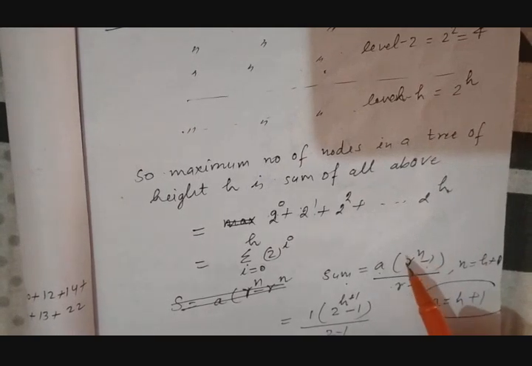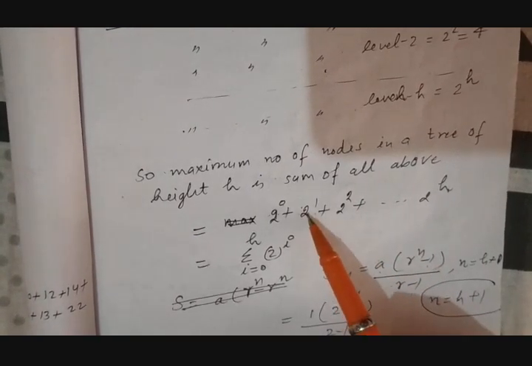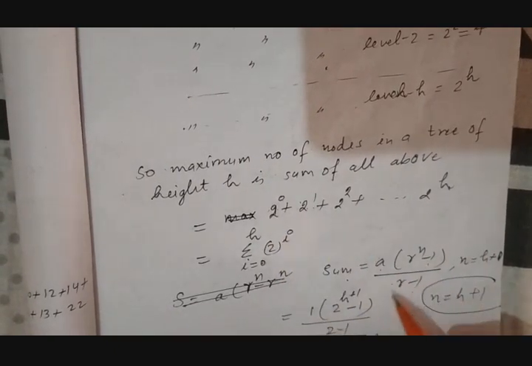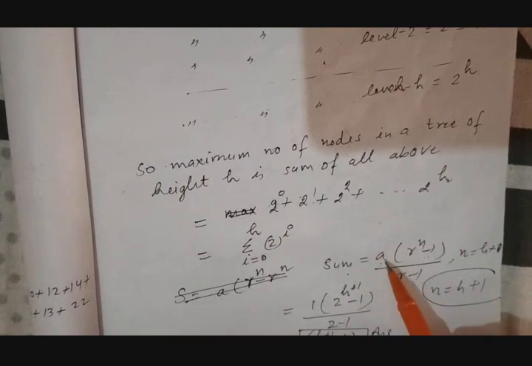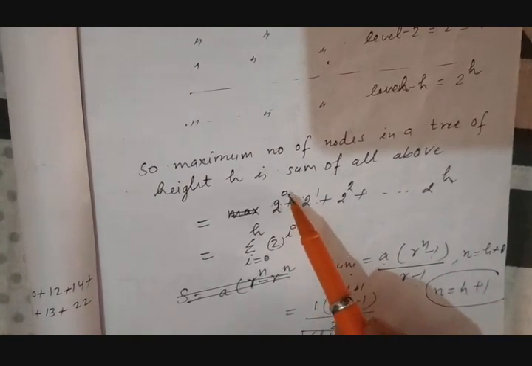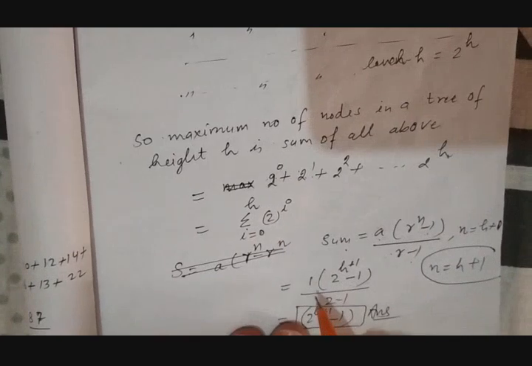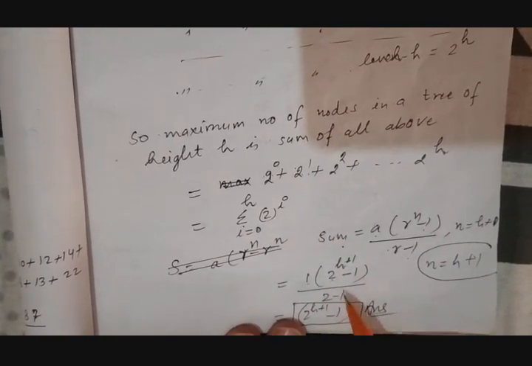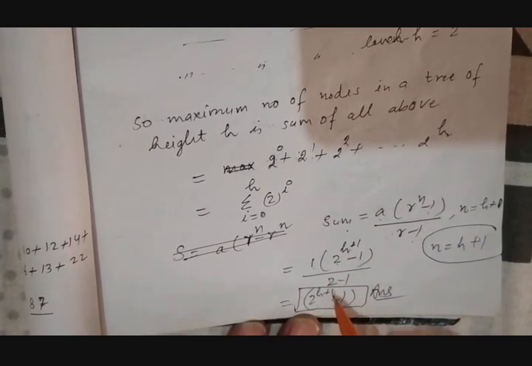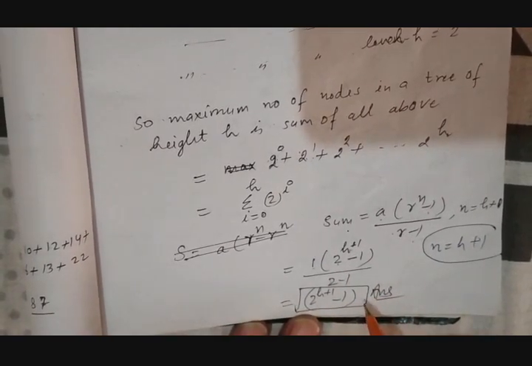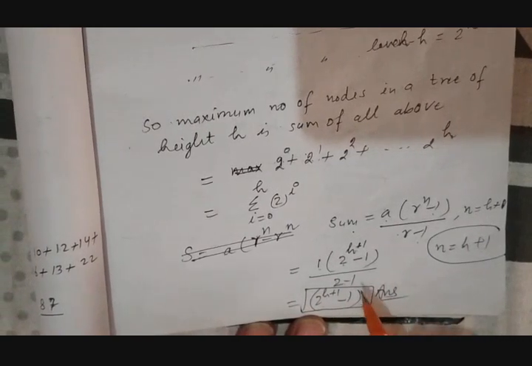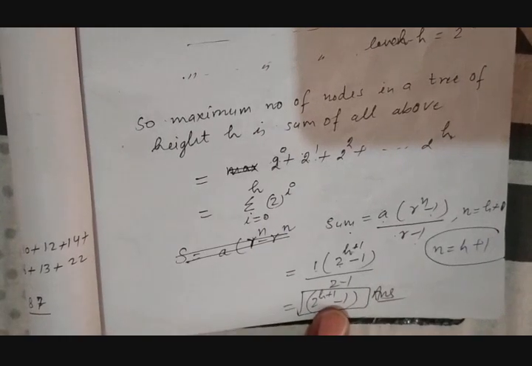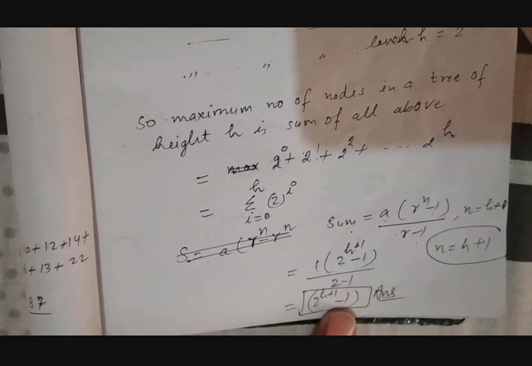Now, what is the value of r? The common ratio. The common ratio is what? The next term divided by the previous term. So 2 to the power 1 divided by 2 to the power 0, that is 2. So the value of r is 2. And what is a? a is the first term. The first term is 2 to the power 0, which means 1. So just see here, we are putting these values: a is equal to 1, n is equal to h plus 1, r is equal to 2. So what are we getting here? 2 to the power h plus 1 minus 1. So this is your proof that a binary tree having height h will have a maximum possible number of nodes of 2 to the power h plus 1 minus 1. Thank you very much.